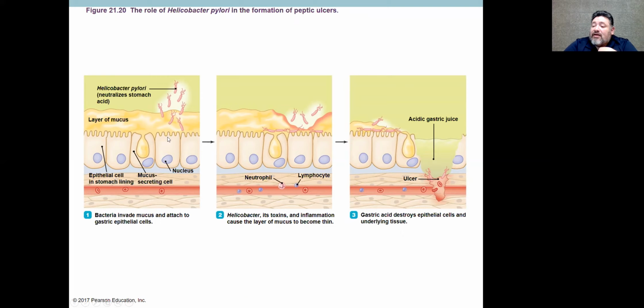Okay, here's a pylori being able to traverse the mucosal lining of the stomach, as it produces enzymes to hydrolyze the mucosa and to neutralize the hydrochloric acid. It eats away at the mucosal lining of the stomach, and then it has the ability to destroy the epithelial cells, allowing it to traverse the stomach lining and enter the circulatory system.